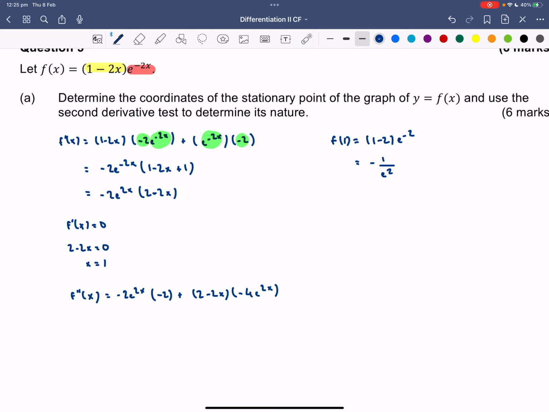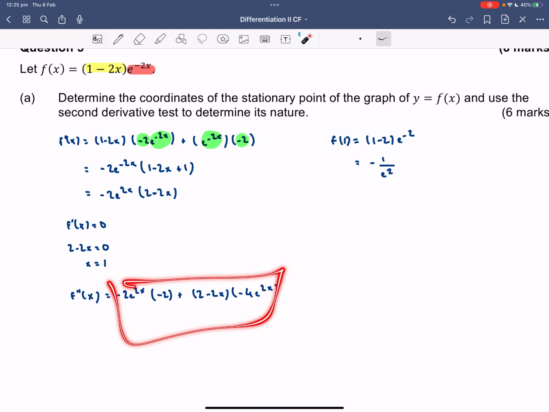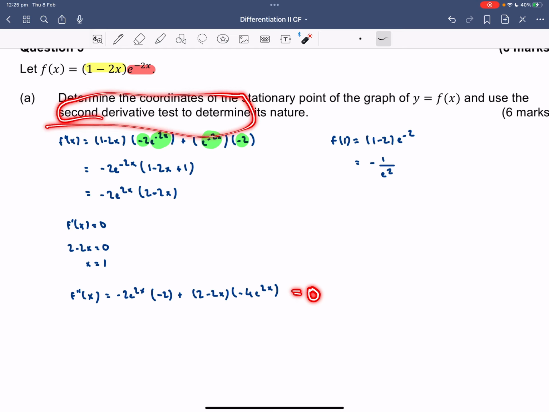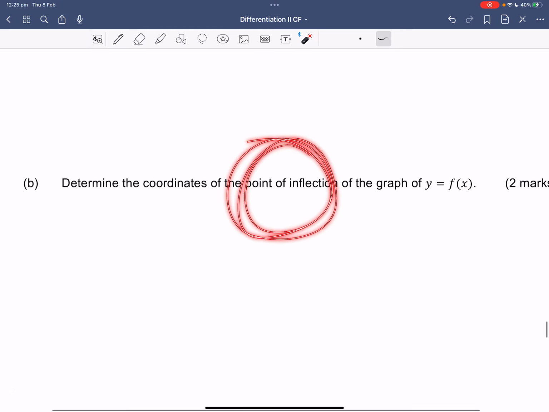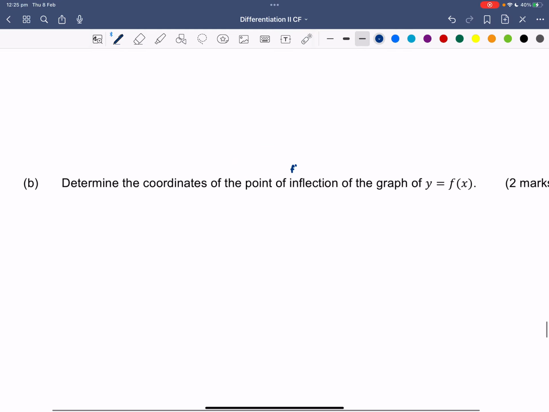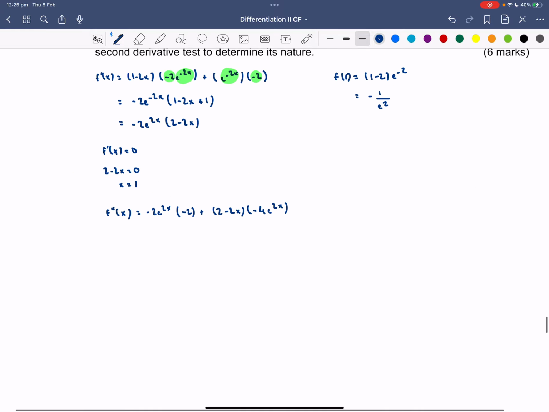Now, generally, guys, I would not simplify this. Why would I not simplify this? Am I trying to let this equal 0? No, I'm not. I'm just using the second derivative test to determine its nature. But hopefully in reading time, you notice that later on, they want the point of inflection. So they do want a point at which the double derivative is 0. So just to help myself out, I will simplify this.